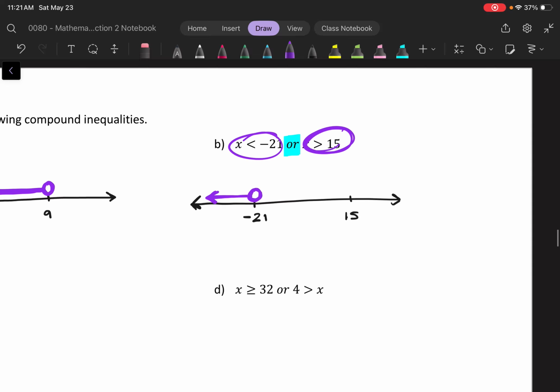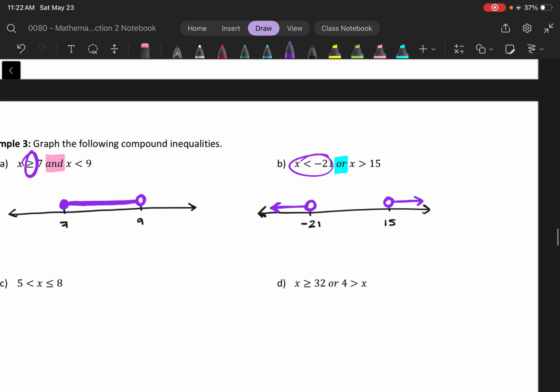For this next inequality, x is greater than 15. I'm also going to have an open circle here because I have no or equal to portion. And that arrow is going to be pointing to the right because numbers bigger than 15 could be 16, 17, 18, 19, etc. In an or situation, I was anticipating for these arrows to go in opposite directions. So luckily for me, my answer did match what I was expecting. So in and situations, my number lines will go towards each other. In or situations, my number lines will go apart from each other or away from each other.